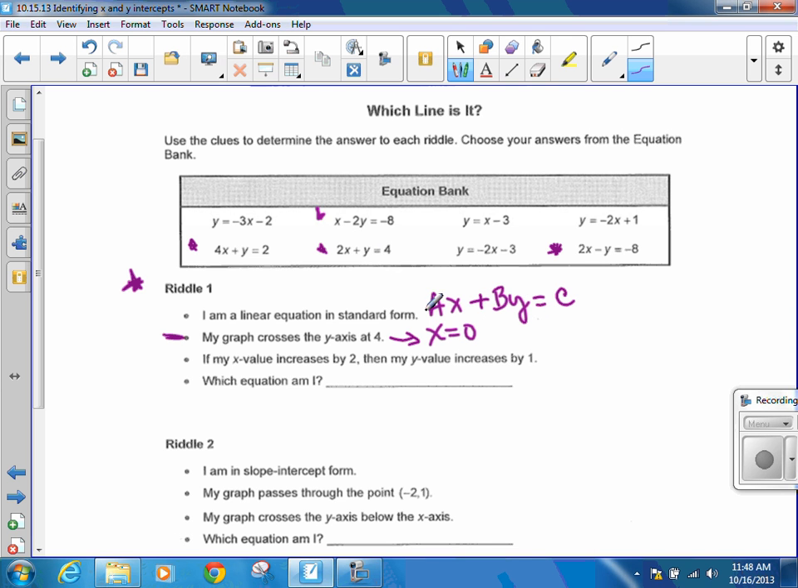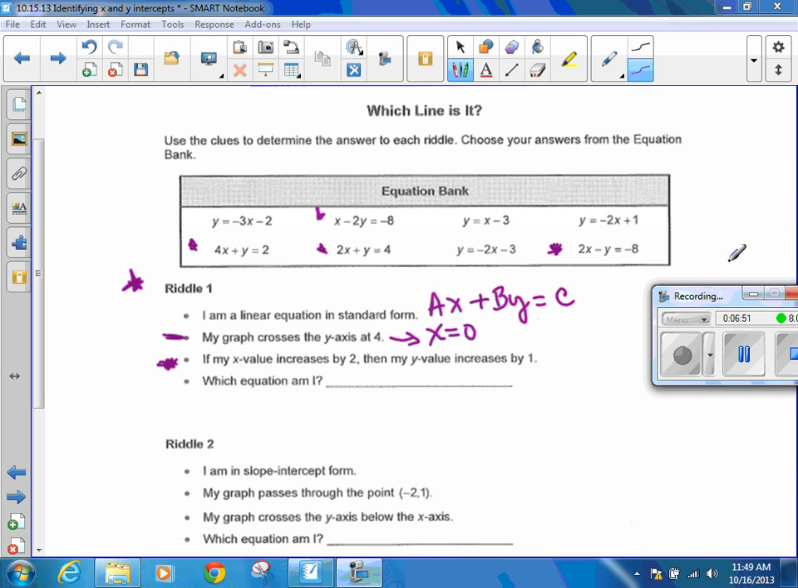Okay? And you're going to have to look at whether, if my x value increases by 2, my y value is going to increase by 1. This is the part we kind of got stuck on, okay? If you can figure it out, that's awesome. We're going to explain that to the class. If you're done with this, you're going to move on to riddle number 2, and I'm going to come around and help you guys out.